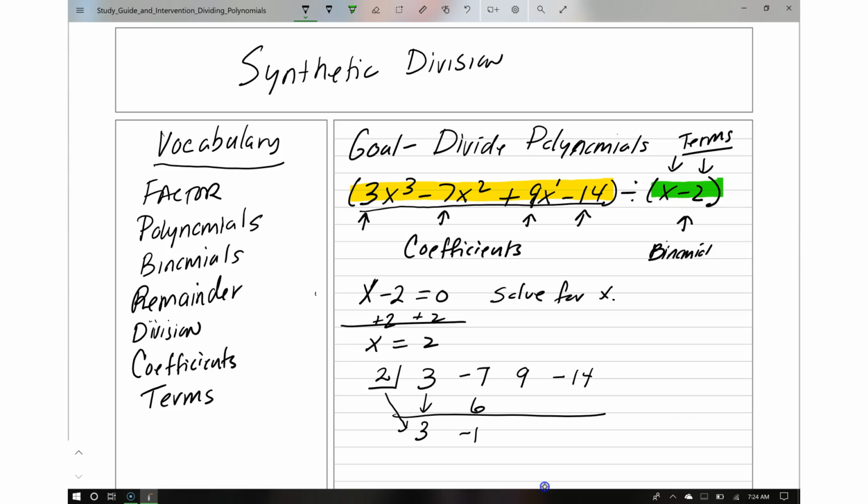And then we have 2 times negative 1, which gives you negative 2. So we have 9 minus 2 gives you 7. And then we have 2 times 7, which is 14. Negative 14 plus 14 is 0. This space here is reserved for the remainder.